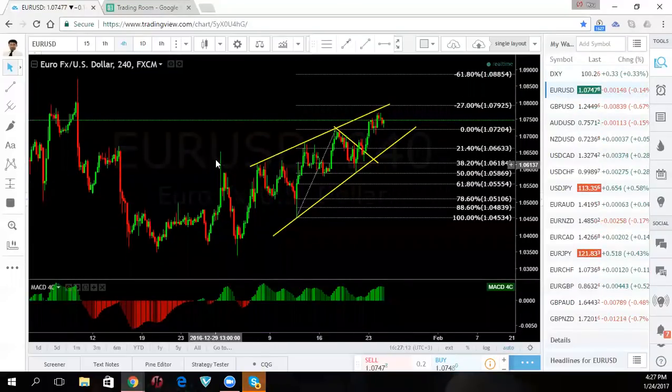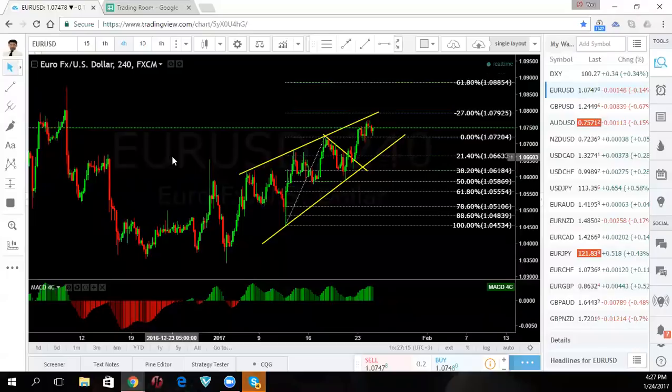Euro still looks like it's pushing some more up, but you can actually see that the weakness is coming and the volume is dying out. You can see that the market is not very impulsive. It's not going very strong. At some point, it will turn to the downside.